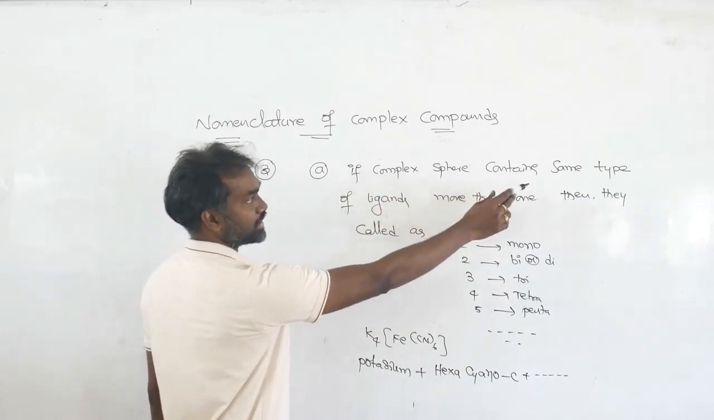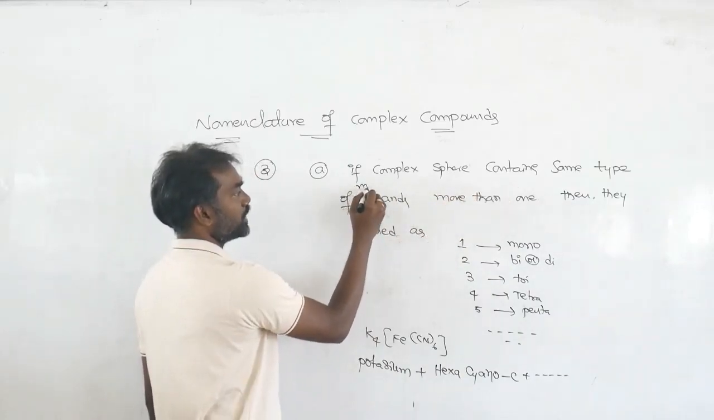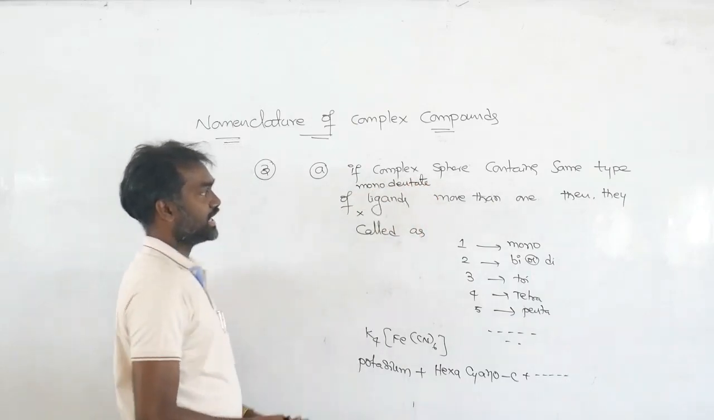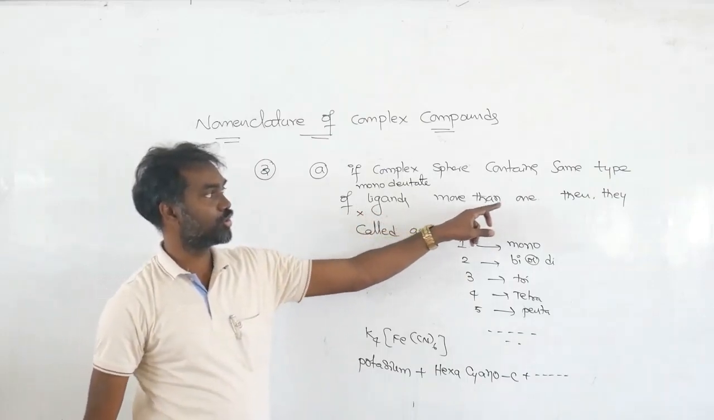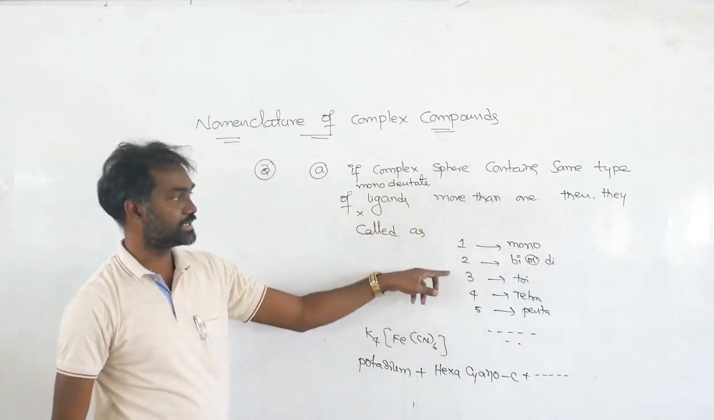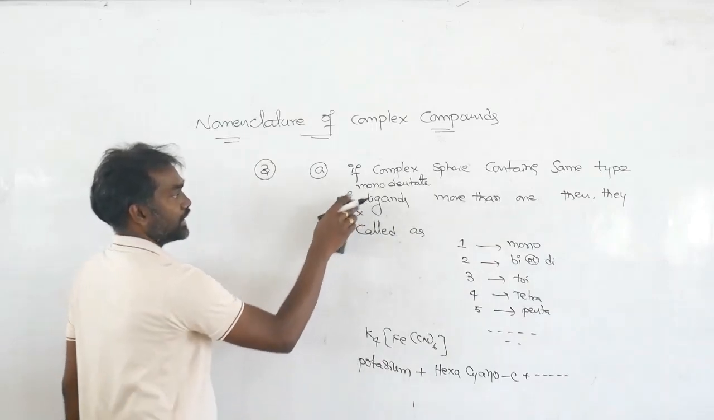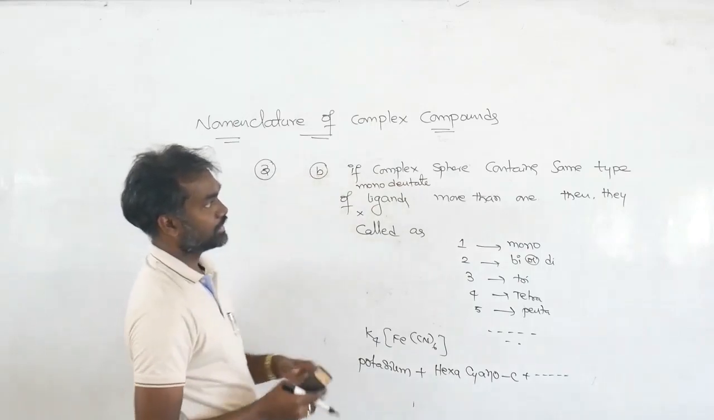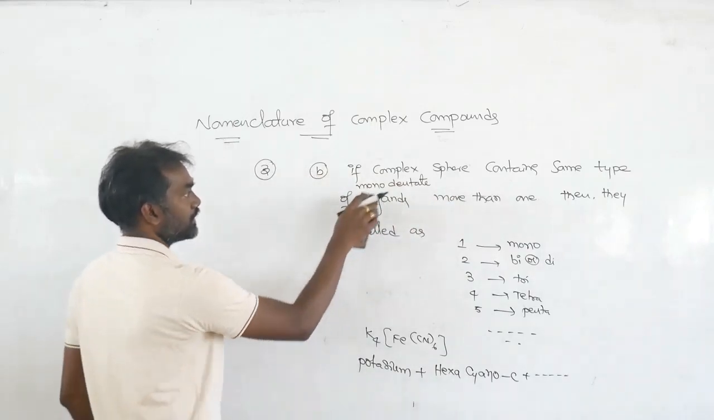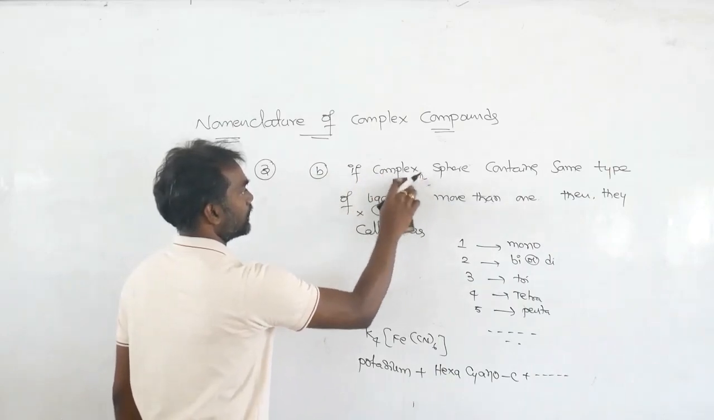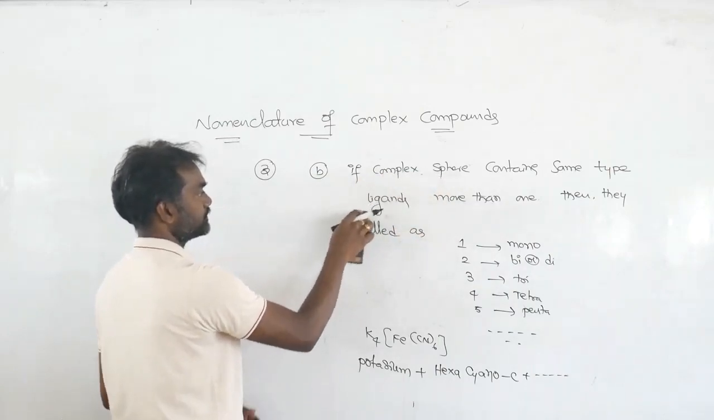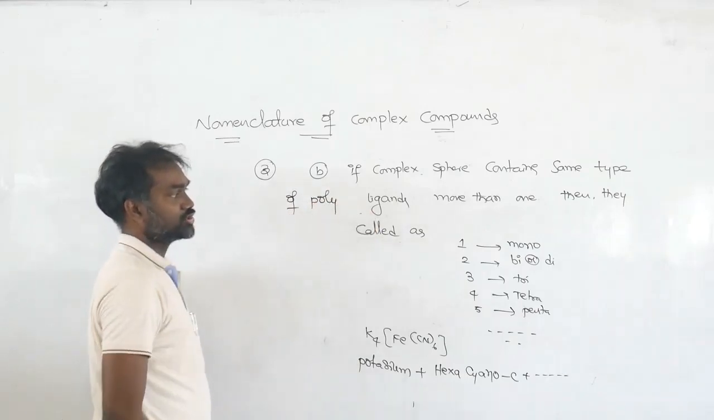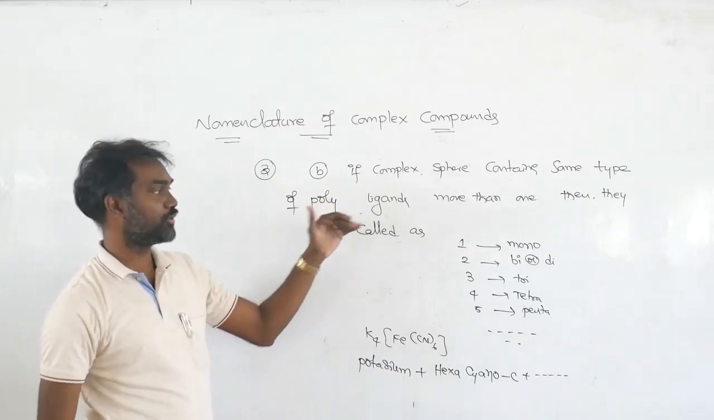See, the complex sphere contains the same type of monodentate ligands. The same type of monodentate ligands, more than one, are called like this. Suppose the complex sphere contains the same type of polydentate ligands. Polydentate ligands means more than one donation.